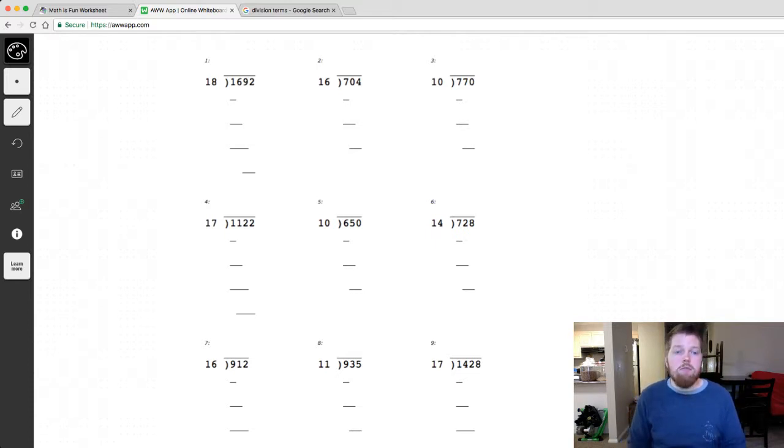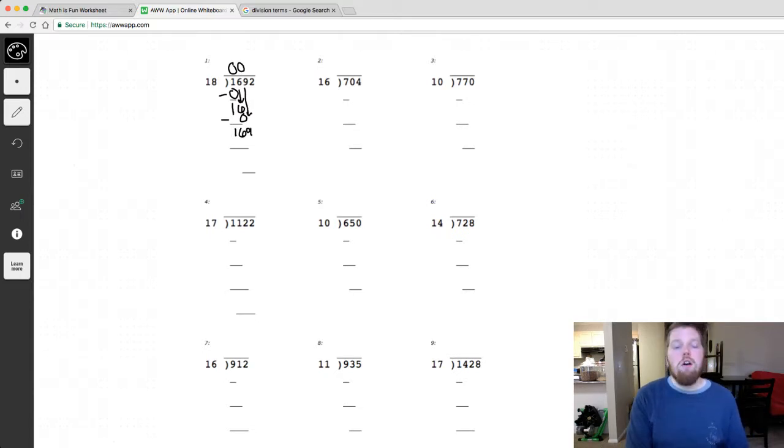All right, so now we're going to get into some more advanced problems. And these ones, we'll have some strategies to try and work these out, okay? So 18 into 1,692. So can 18 go into 1? Same process that we've gone through. No, so we're going to have 0. 18 times 0 is 0. We'll subtract. 1 minus 0 is 1. Carry down the 6. Can 18 go into 16? No. Another 0. Subtract 16. Bring down this number.